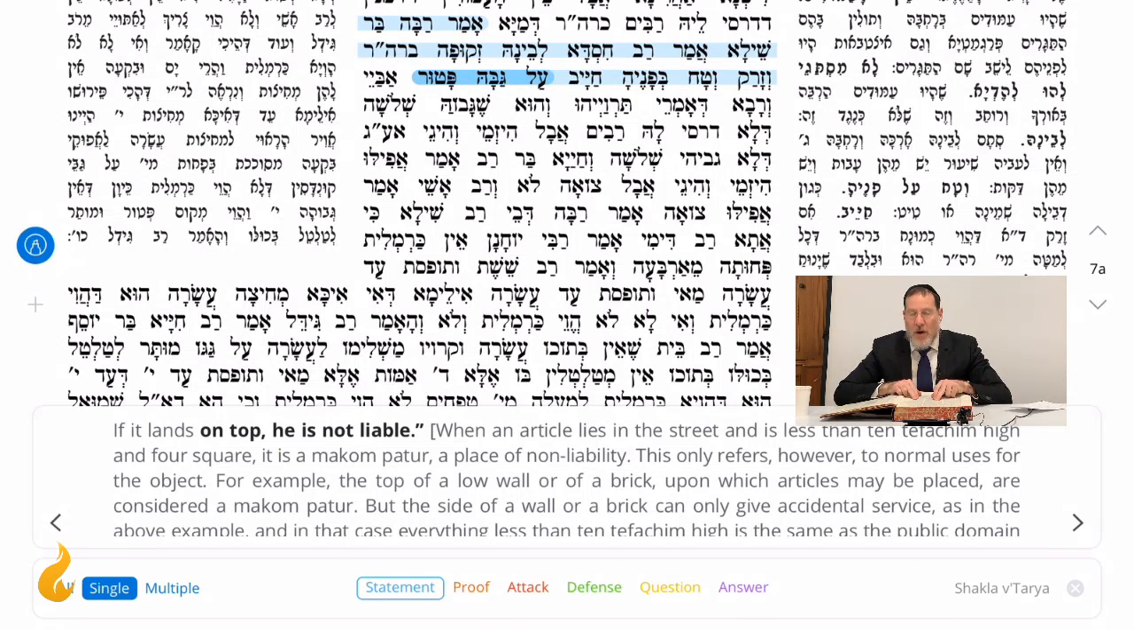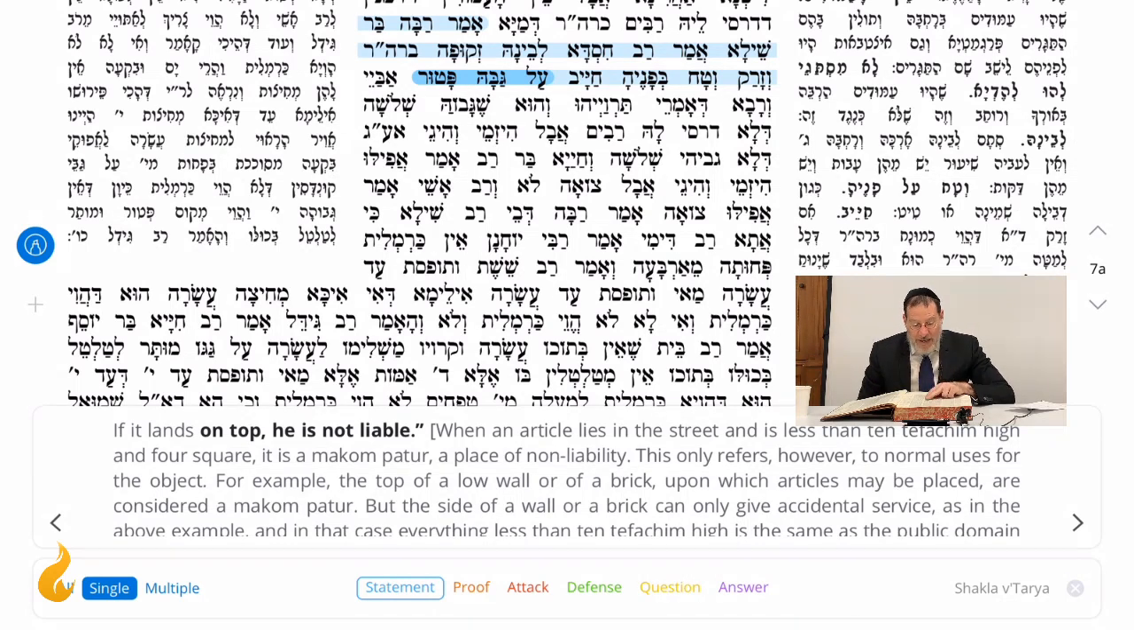However, Al Gaba, but if it landed on top of it, and again, it's not 4 by 4, it's 3 by 3. So that's what we mentioned. If something is not 4 by 4, but it's 3 tefachim or more above the ground, that will be key. Then you're patur, mamash patur, because it's called a makom ptur. It's a no zone. It's no man's area, a place of ptur.